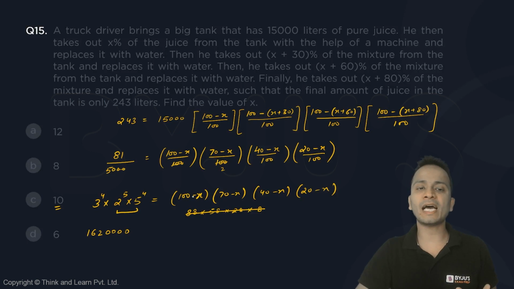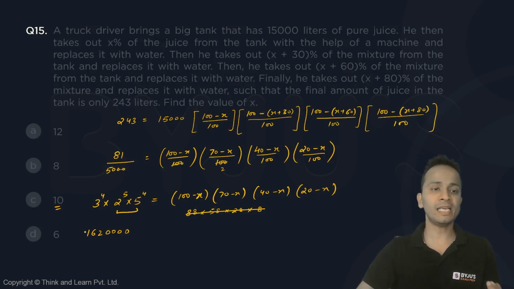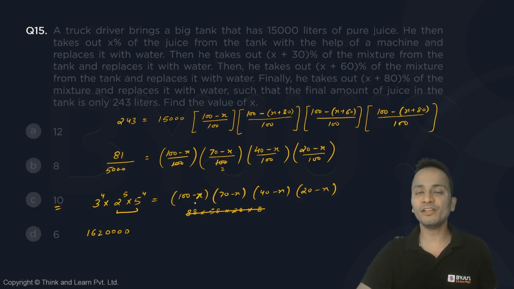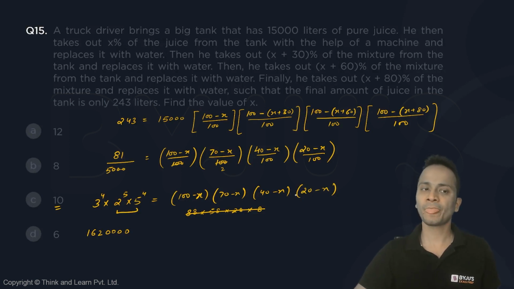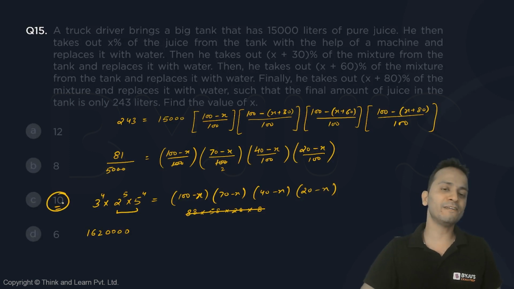The same reason is I cannot consider 8, because if I put 8 as the value of x, I'll get 92 multiplied by 62 multiplied by 32 multiplied by 12. Same is the reason why I cannot put 6 from the options. 100 minus 6, 94 multiplied by 64 multiplied by 34 multiplied by 14. No zero at the end. So only 10 is the favorable option.